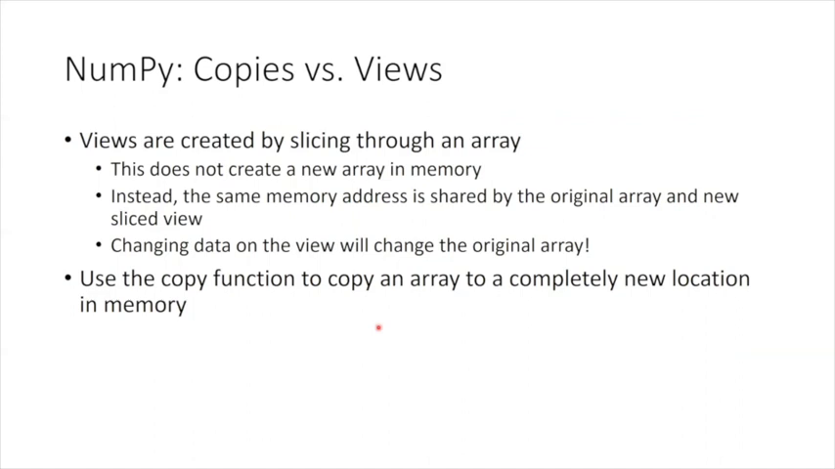So next, we want to talk about copies versus views. A view of an array is created by slicing through it. This is very important: this does not create a new array in memory. Instead, the same memory address is shared by the original array and the new sliced view, and changing the data on the view will change the data in the original array. And so if we want to change data, we should use the copy function. Let me show you what that means on the next slide.